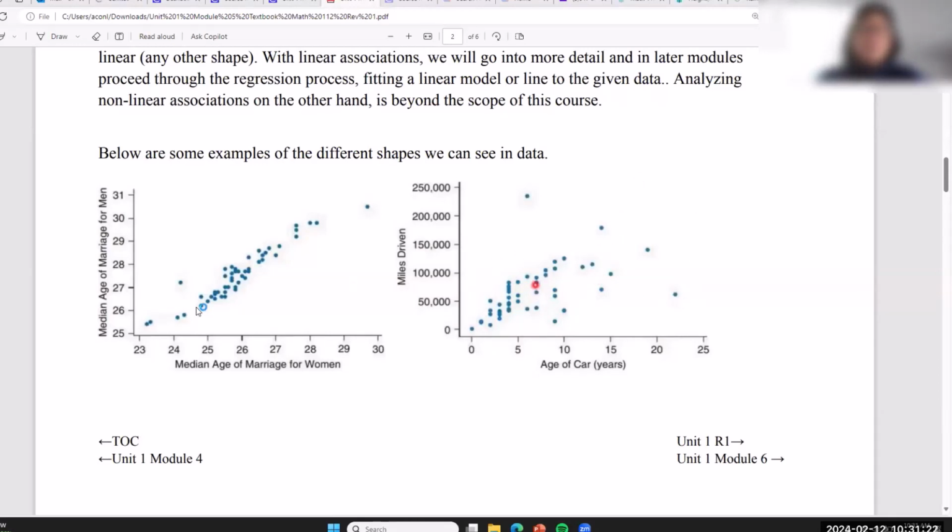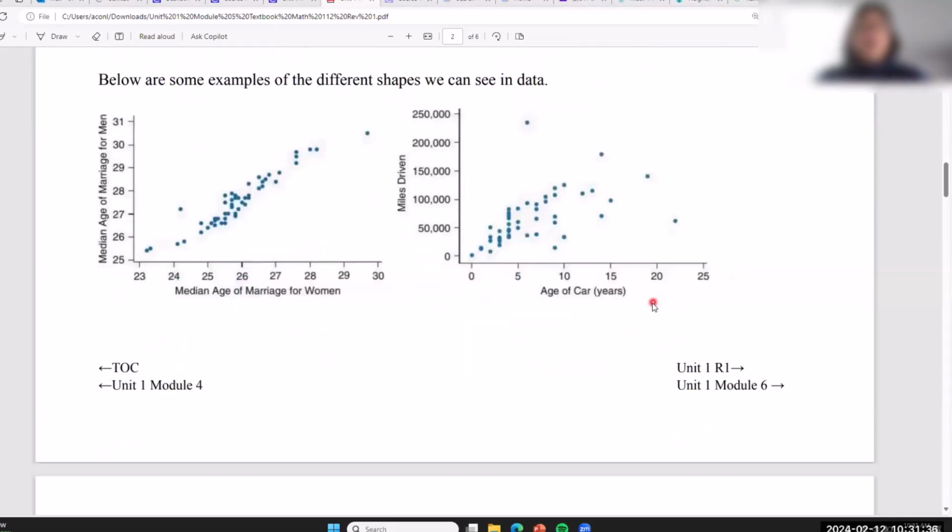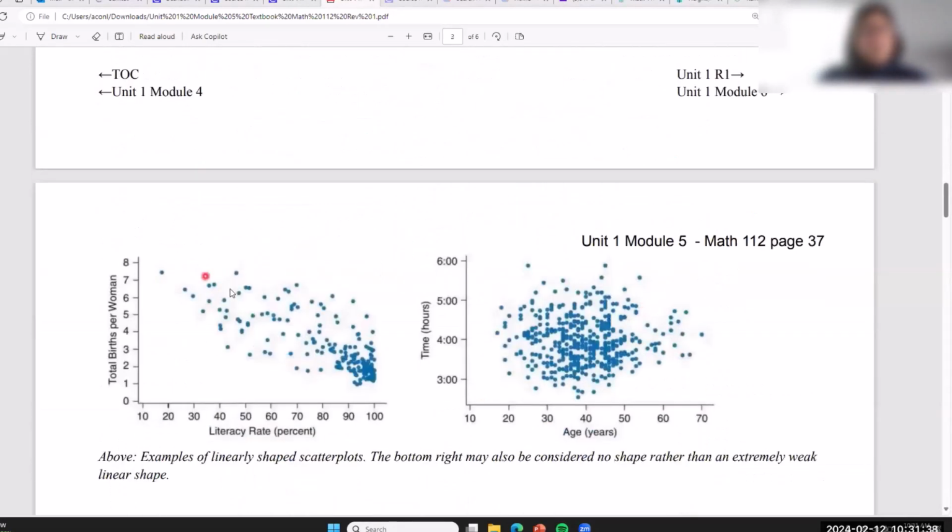So this is what we mean by strength. This over here on the left, that's a strong linear shape. Over here on the right, that is not a strong linear shape. Do you guys see how it looks like it's linear and then it goes all over the place? Okay. This one again can tend to look like a linear shape, but notice how there's a cluster down here. And again, it's not a very strong linear shape.